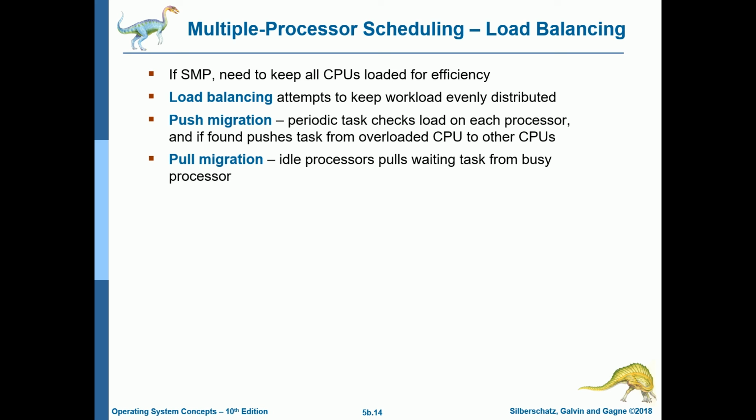With push migration, a specific task periodically checks the load on every processor, and if it finds an imbalance, it evenly distributes the load by moving, or pushing, threads from the overloaded processor to an idle or a less busy processor. On the other side, pull migration occurs when an idle processor pulls a waiting task from a busy processor. Push and pull migration need not be mutually exclusive either, and are in fact often implemented in parallel on load balancing systems.